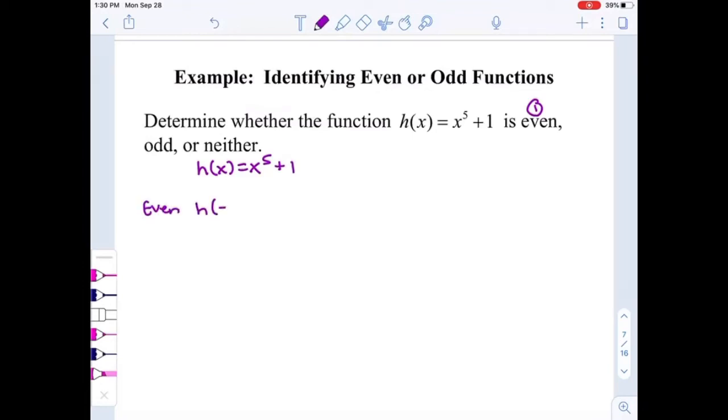That means I'm going to have h of the opposite of x. I'm going to evaluate that. So wherever I see x, I'm going to plug in -x. And if I solve that down, a negative to the 5th power is still going to give me a -x to the 5th plus 1.